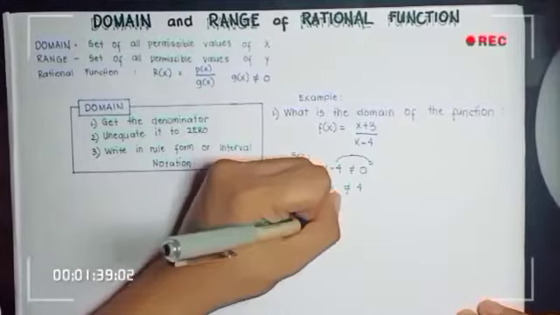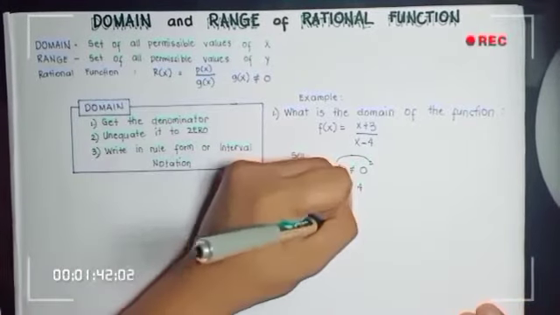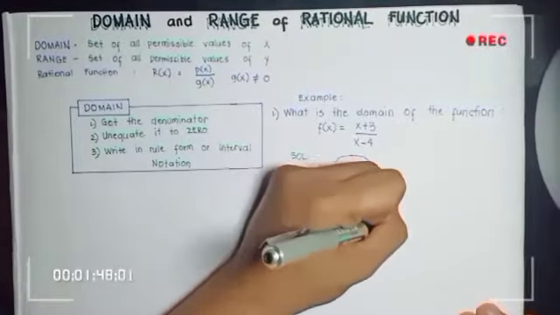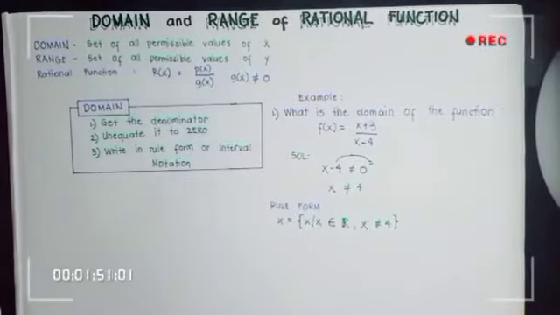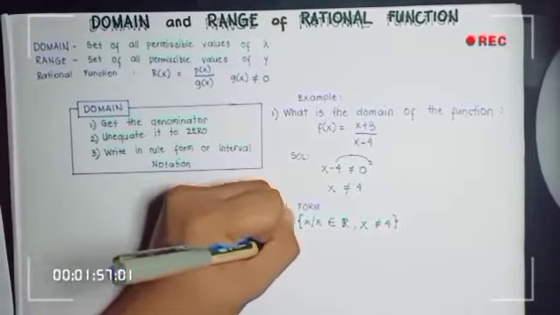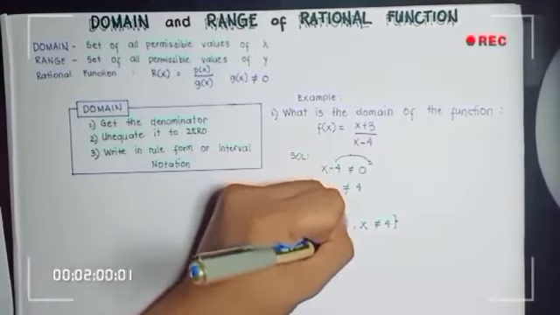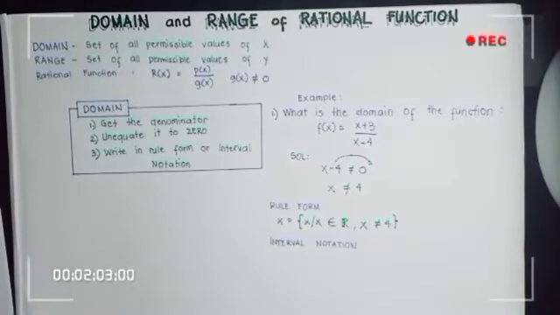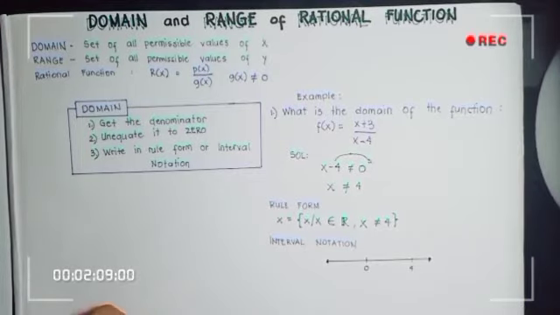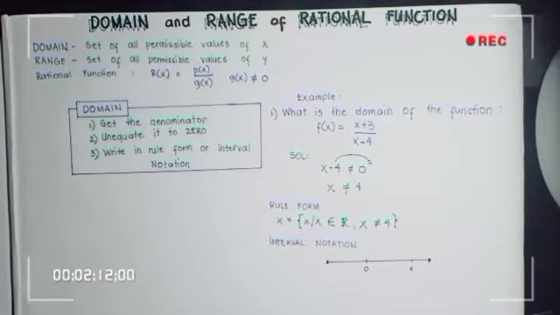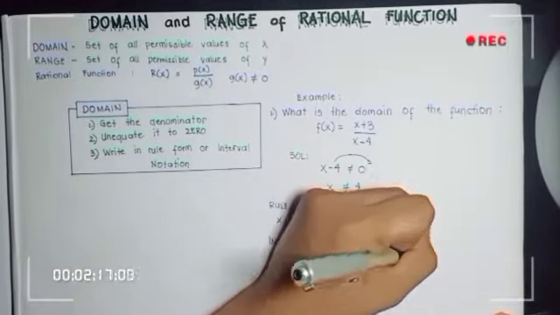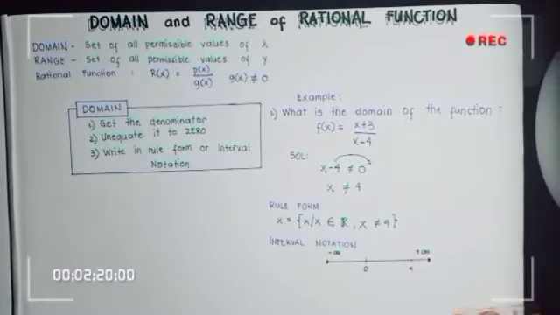For the rule form, we have x is the set of x such that x is an element of real numbers except positive 4. That is the solution. For the interval notation, we have to use first the number line to illustrate the solution set. We have 0, and at the right of 0 is positive 4. We have at the left of 0 is negative infinity, and at the right is positive infinity.